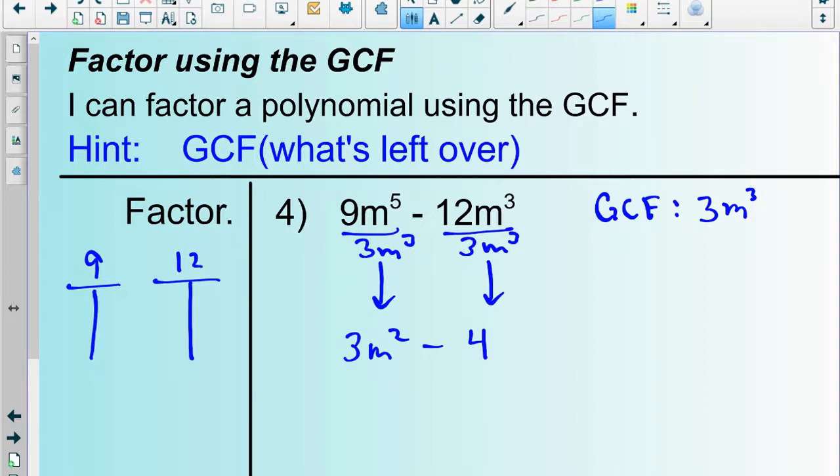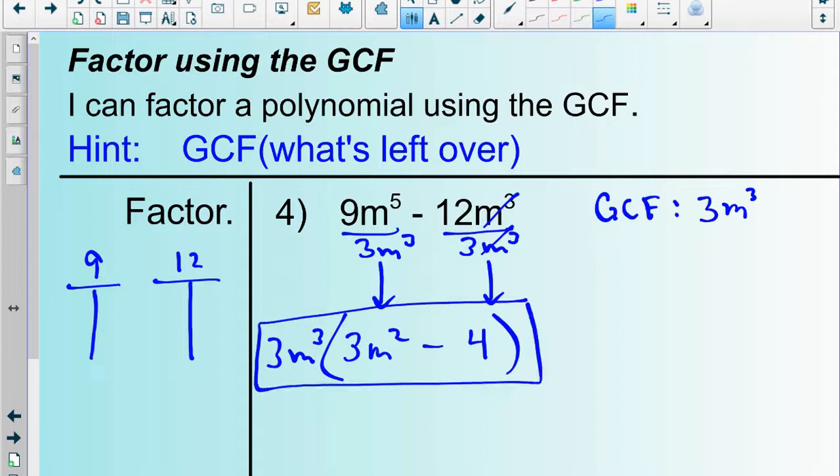Anything divided by itself is just 1. So those are going to cancel out. So that's my leftover part. I just have to put my GCF at the beginning, and there it is. That's the factored form of that polynomial we started with.